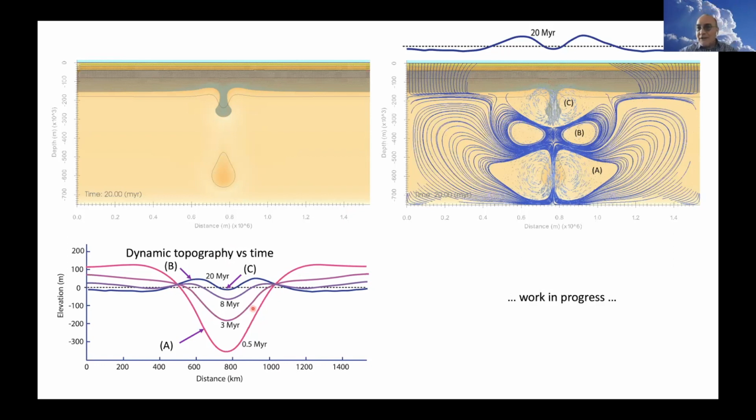So it's a work in progress, but it looks like the flow field in the case of a sinking anomaly is a bit more complicated than we thought, and perhaps we can explain some of the anomalies that have been observed in the Northwest Shelf, for instance, through this process here. And I stop there.